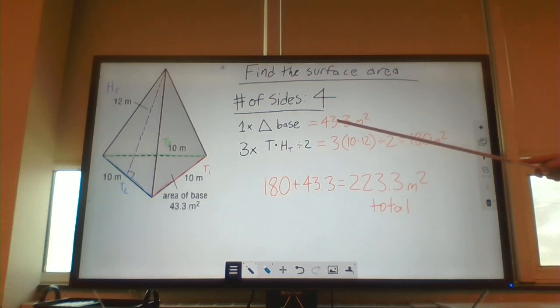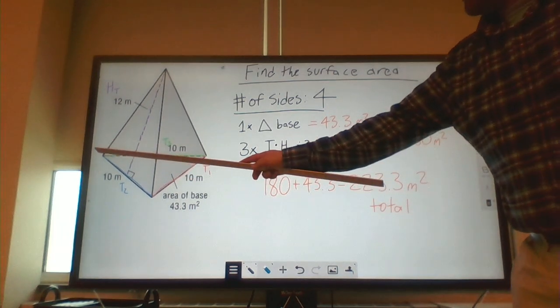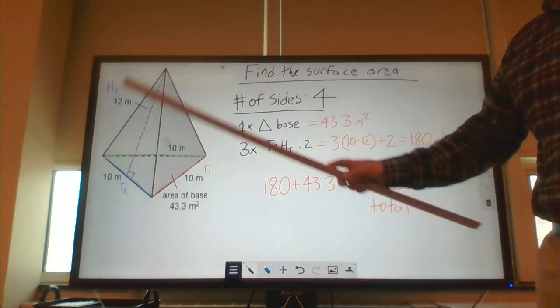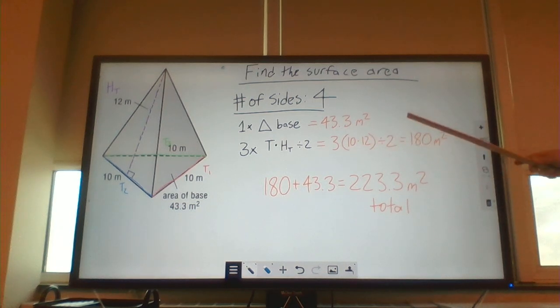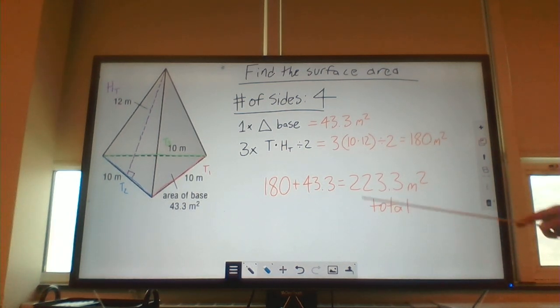So we were given the area of our base, which is 43.3 square meters. And as for each of the side triangles, we know that it's the base length times the slant height. So that would be 10 times 12 divided by 2 because it's a triangle. And then since there are 3 of them, we'll just multiply by 3 on the spot. Each of them is 60 square meters. Altogether, they are 180 square meters. So add the 180 square meters to the base of 43.3, and we end up with 223.3 square meters of total surface area.